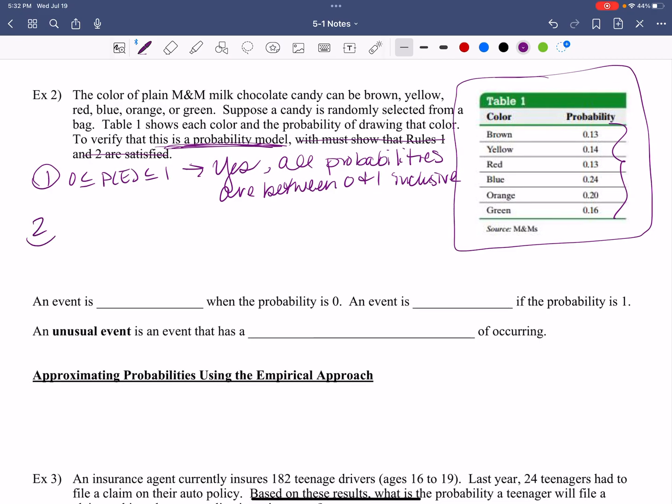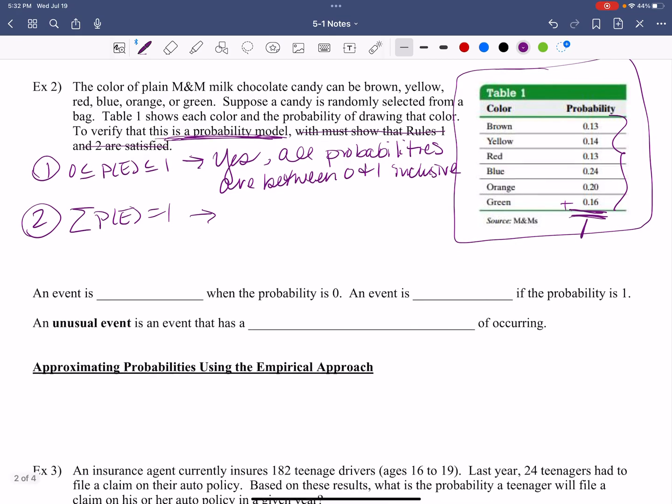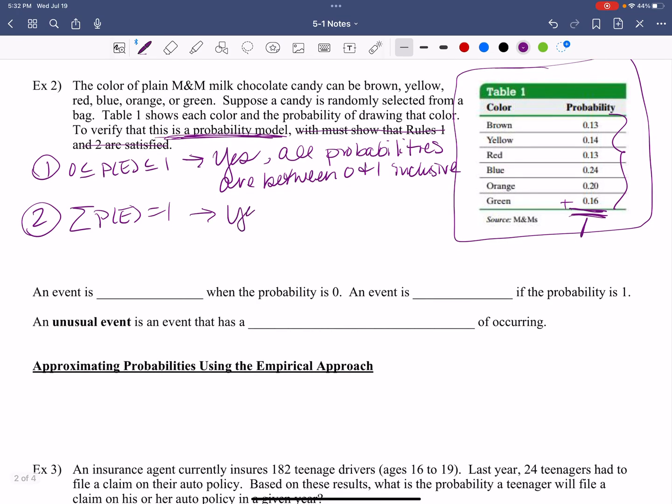And then what was the second rule that we had? Yep, the sum of all the probabilities must equal 1. Remember that sigma means sum. We've already talked about that before. So we're going to use that same symbol. Do they? I don't know. Add them up. I'm going to put the double line because the double line means total. Plug that into your calculator. Add all those up. What do you get? Yeah, if you haven't already, I'm just going to tell you, you get 1. So, yes, they add up to 1.